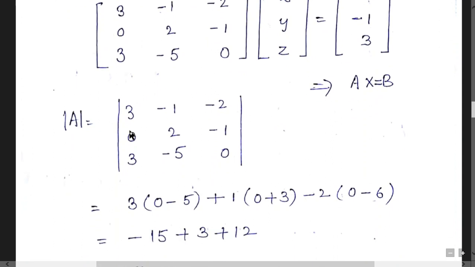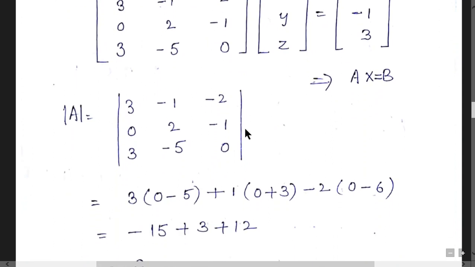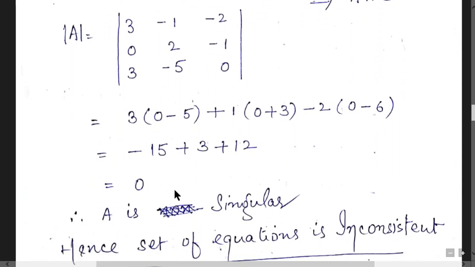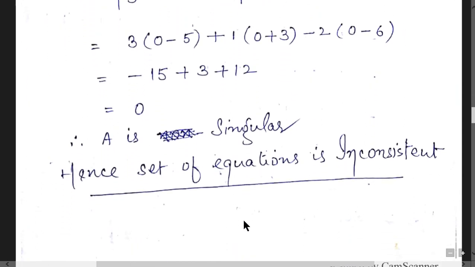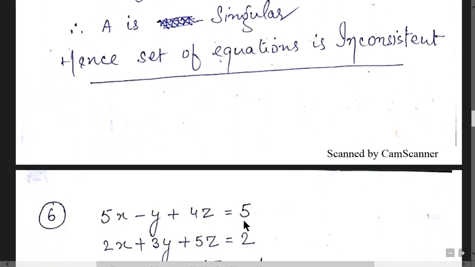Then calculate the value of the determinant of A. This value is equal to 0. It means it's singular. Hence, the set of equations is inconsistent.